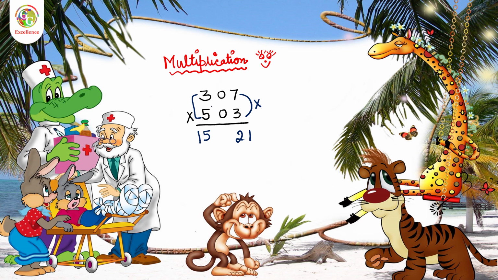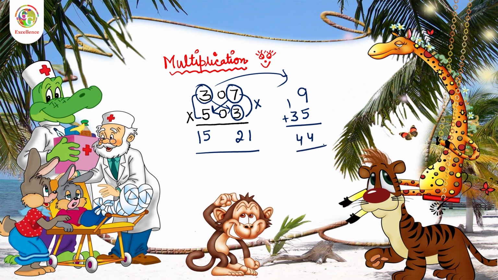We will multiply the left topmost digit with the right bottommost digit. So that is 3 times 3, it's 9. Don't write it down in the answer, just write it down on the other side. Then multiply 7 times 5. You will get 35. Now add these two numbers and you will get 44.